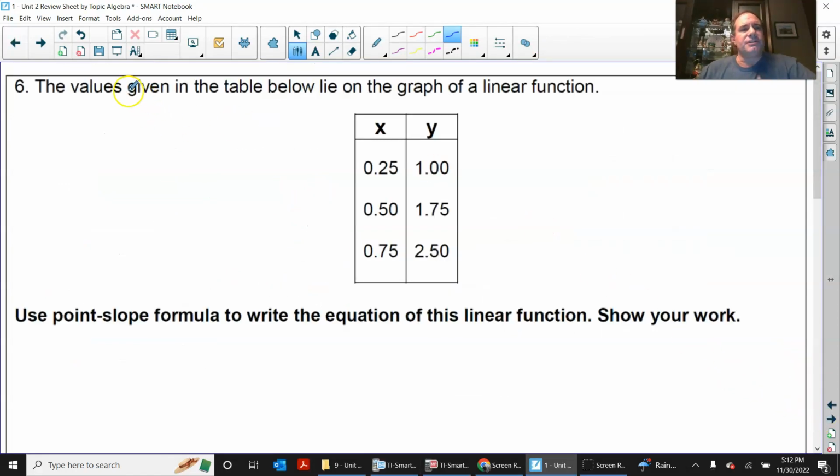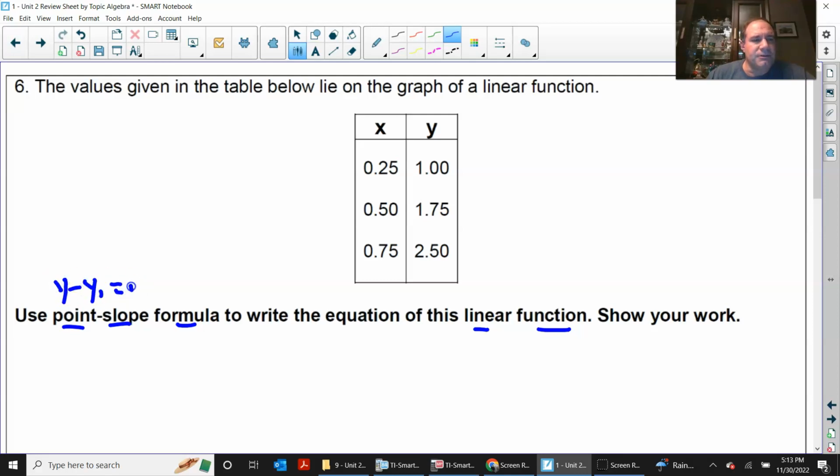So number 6, the values given in the table below lie on a graph of a linear function. They're telling you that it lies on the graph of a linear function. Use the point slope formula to write the equation of this linear function. The point slope formula is y minus y1 equals m times x minus x1. So obviously you have to find the slope. You already have some points, but you have to find the slope.